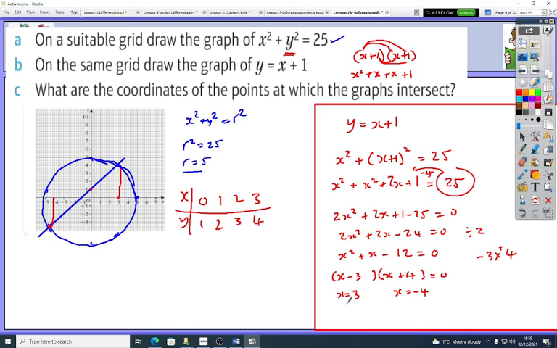Now once you've worked out what x is, you can then sub it back into this equation to find the y coordinates. So if x is 3, y will equal 3 plus 1, which is 4. And if x is minus 4, plus 1, y will equal minus 3. So the coordinates here would be minus 4, comma minus 3. And the coordinates here would be 3, comma 4.